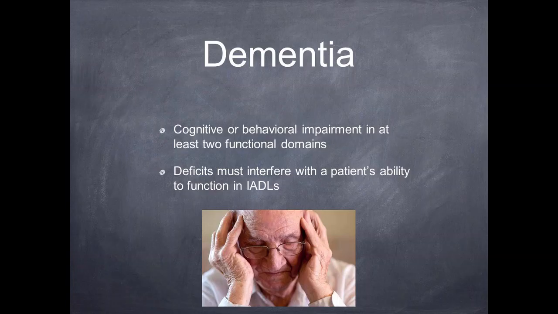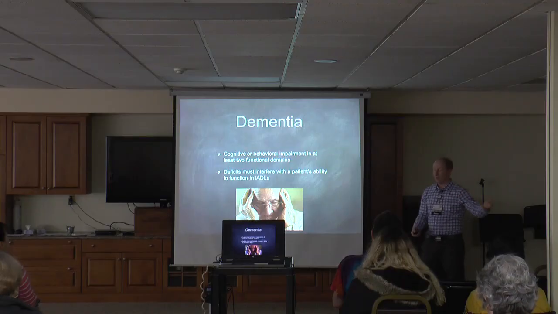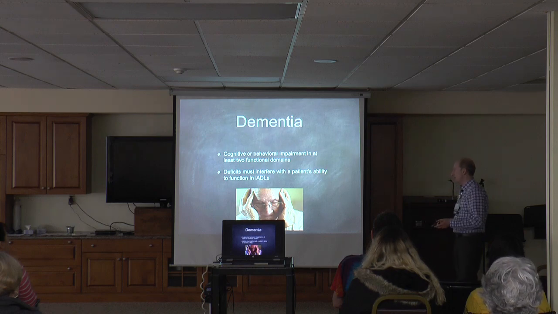Where you get into dementia is where people have an issue with at least two of those domains. Let's say they've got some memory problems, and they've got some abstraction, executive function issues, that are then interfering with their ADLs. So now they need help with grocery shopping, and they need help with driving. Now you've got someone who has dementia.